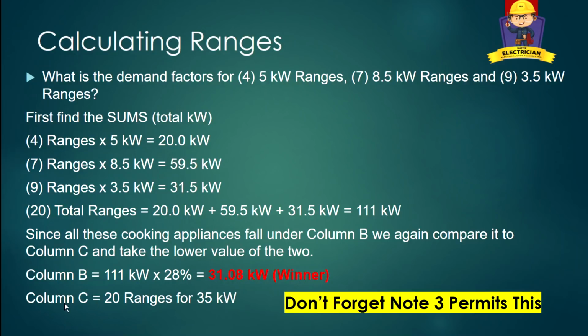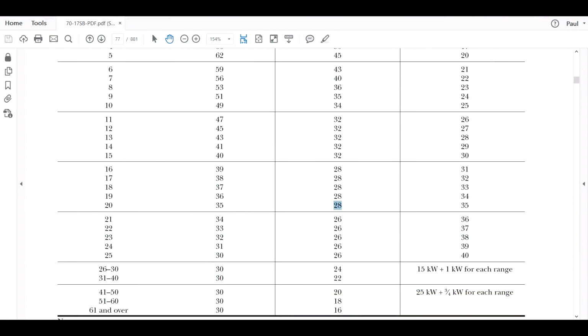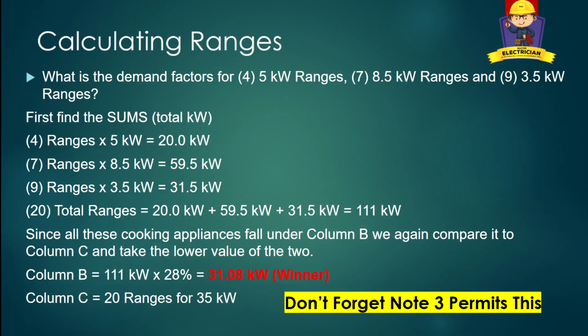Now, comparing that to column C for 20 ranges, that resulted in 35 kW. And we can check that again by looking at the code and see that 20 ranges under column C would result in 35 kW. Well, again, in lieu of column C, I'm going to use the calculation that got me the lowest value. And that's what I'm going to use when we're dealing with column B in this example. Not too complicated at that point.